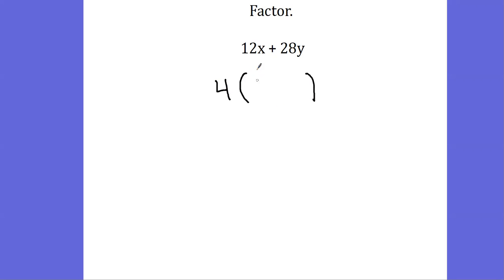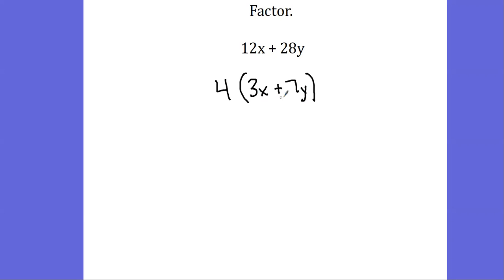So now I'm thinking, 4 times what would give me 12x plus 28y? So 4 times 3 would give me 12. And then with the x here, I've got to do 4 times 3x. And of course, the other way to think of this is 12x divided by 4 would give me 3x. 4 times what would give me 28y? Or 28y divided by 4 would give me what? In this case, that would be 7. So in factored form, oh, don't forget the y. I have a y right here. Be very careful there. I almost forgot the y. But it would be 4 times the quantity, 3x plus 7y.